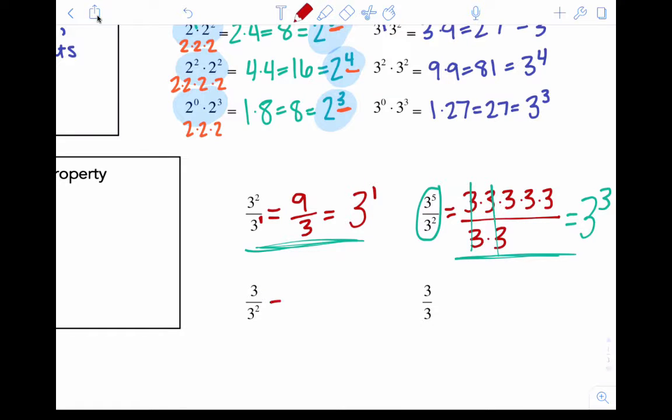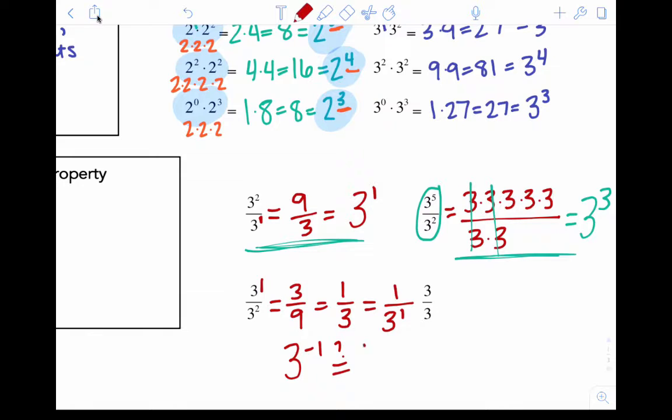Let's figure out if it works when I have a larger exponent in my denominator. So 3 over 3 squared is going to be 3 over 9, which is 1/3. That's the same as 1 over 3 to the first. If I were to subtract them, I would do 1 minus 2, which is -1. So I would have 3 to the negative first.